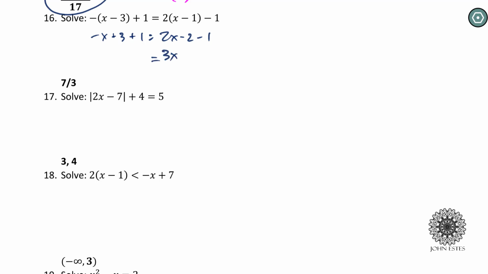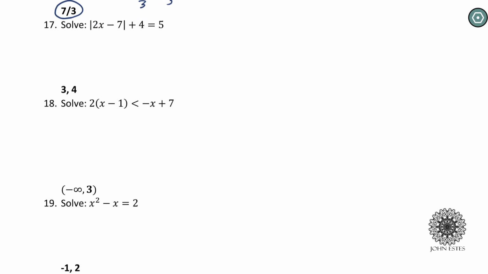Over here, I'm bringing this 3 over to the left-hand side. So that would be 6 plus 1 gives me 7. So then x equals 7/3. Divide both sides by 3 to get 7/3.